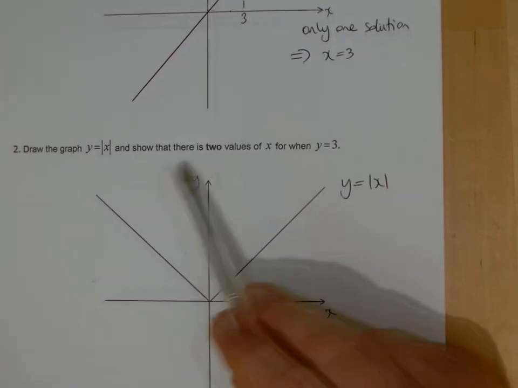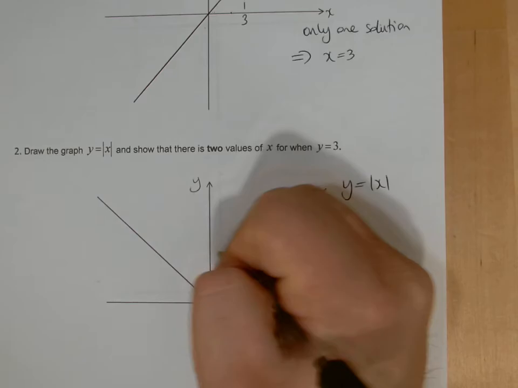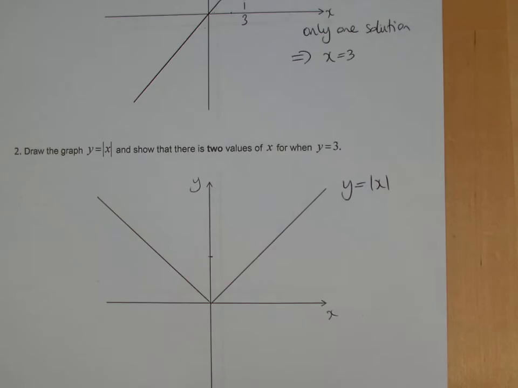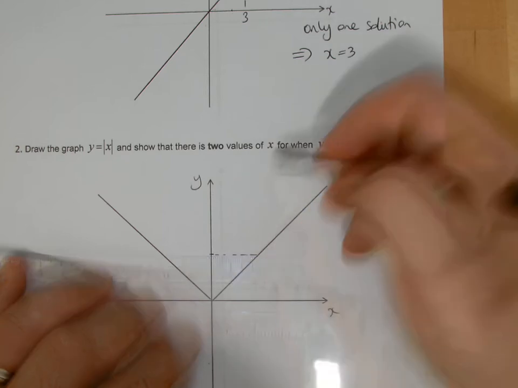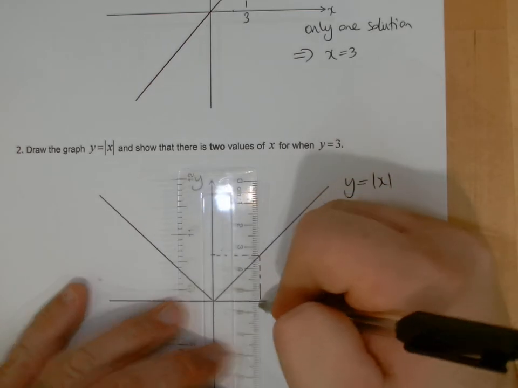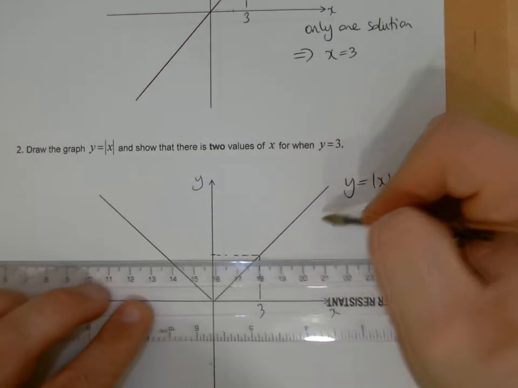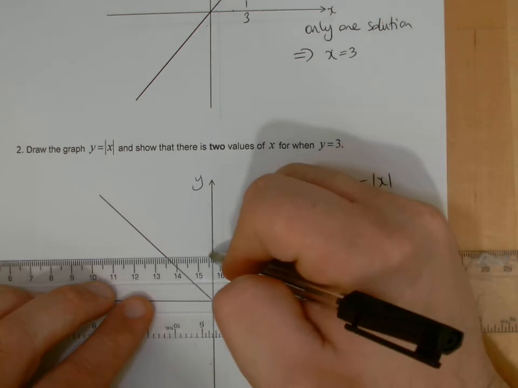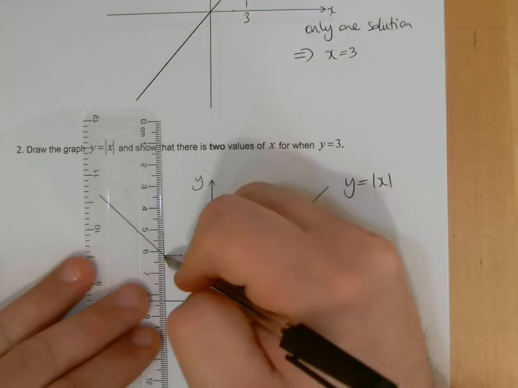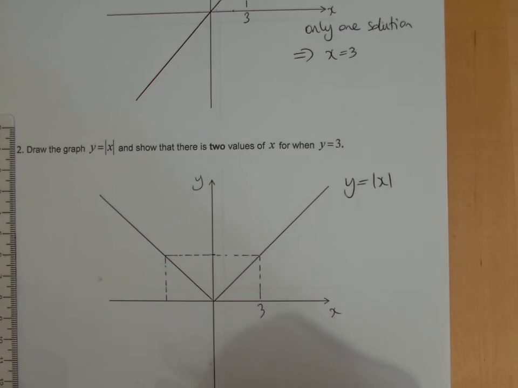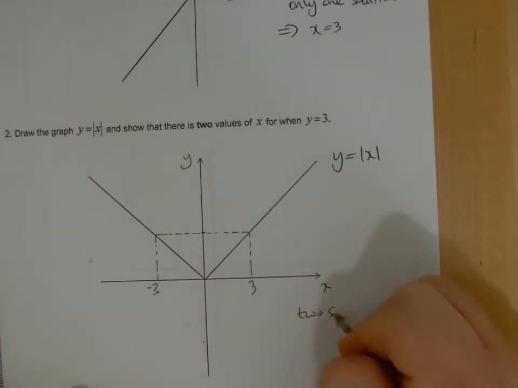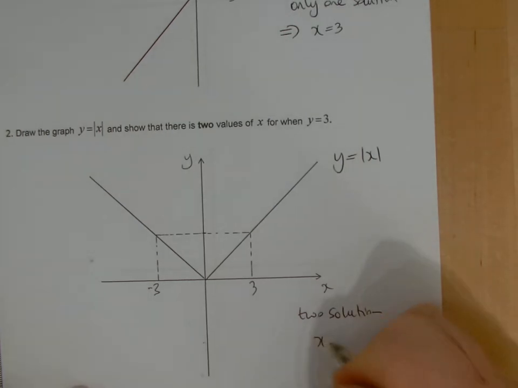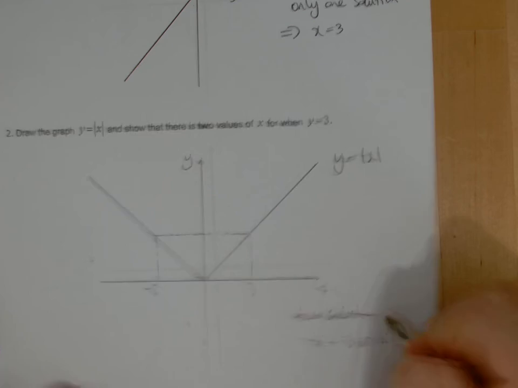So then it says, show that there's two values of x for y equals 3. Well, if I go to y equals 3, just as we did before, this time you can see, of course, yes, there are going to be two values because we've not only got one here, which of course is 3, because when x is 3, y is 3, but we've also got one here. So you can have a guess what that one's going to be. Obviously, there's symmetry there. So we're going to have -3, yeah? So two solutions. x equals -3, or x equals +3.